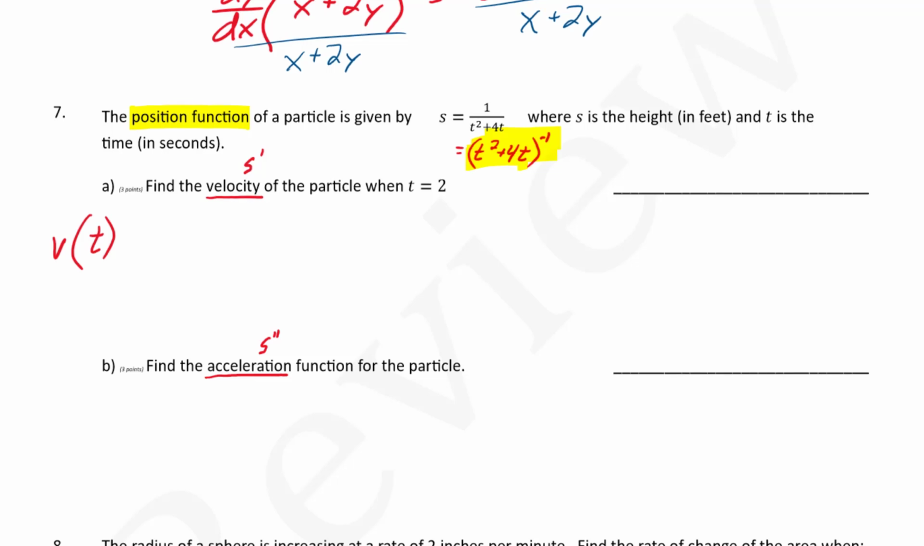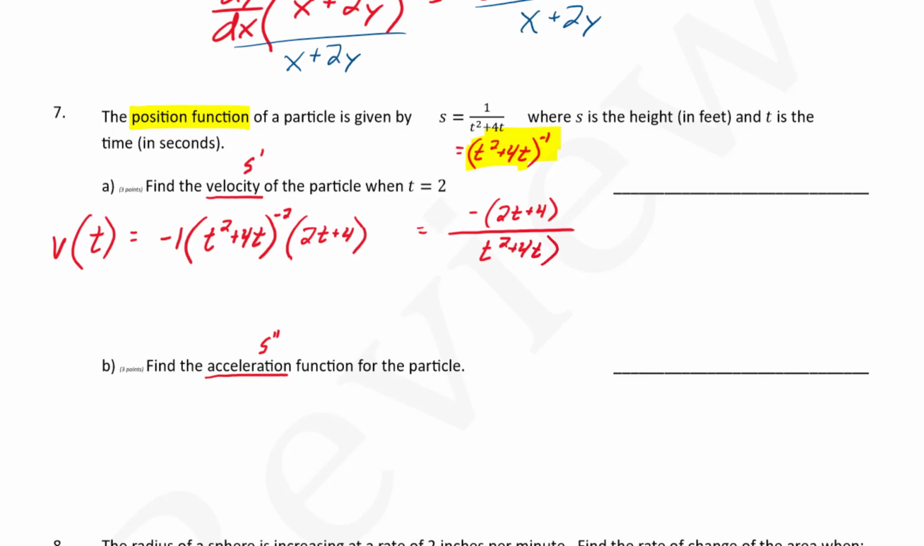So if I do that, the -1 would come out front as a coefficient. The base of t squared plus 4t would stay the same, and then the power now drops by 1. Now on to the second part of chain rule, which is the derivative of the inside. The derivative of t squared plus 4t is going to give me 2t plus 4. My options there would be to rewrite it using a fraction. Since I have a -2 as a power, I could write this as -1 times the 2t plus 4, which I could distribute that negative through if you wanted, over t squared plus 4t being squared now to a positive 2 on the bottom.